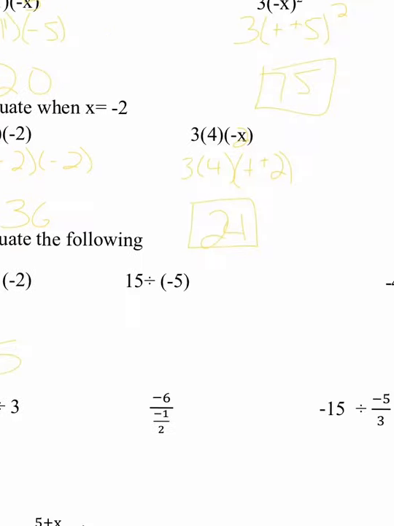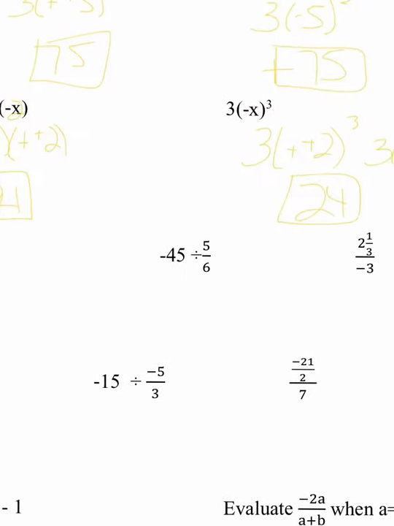1 negative, so it's a negative. 15 divided by 5 is 3. Then this is a fraction, but there's only 1 negative, so we get that negative. And then we need to make it so we can actually divide it. So 45 over 1 divided by 5 over 6. We skip, we find the reciprocal, or we flip. So this becomes 6/5, and we multiply.